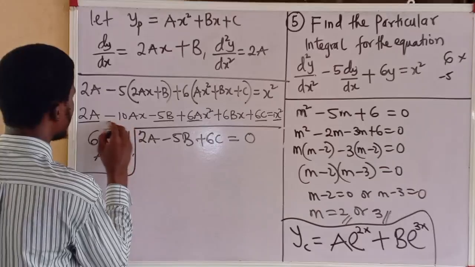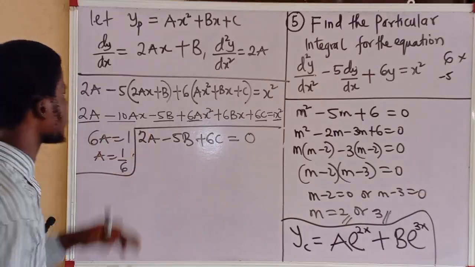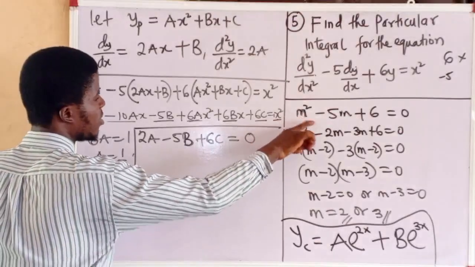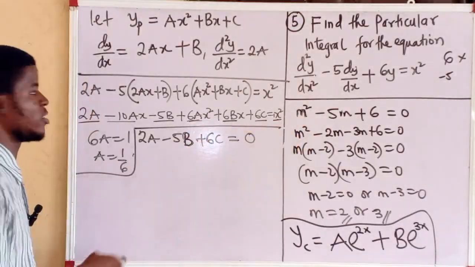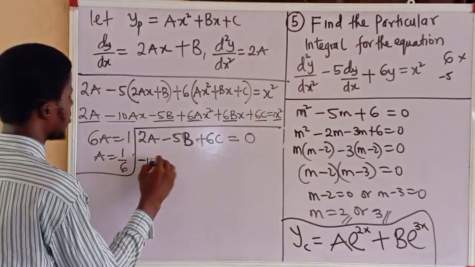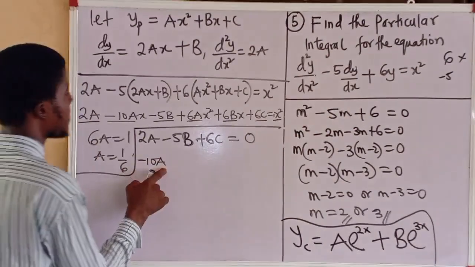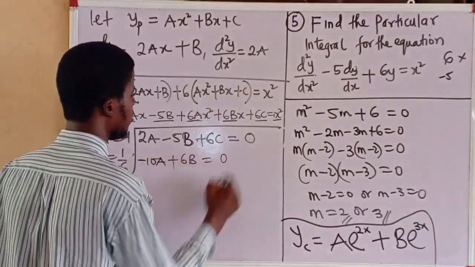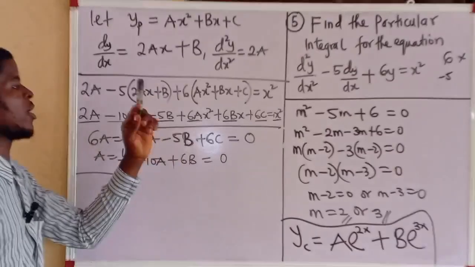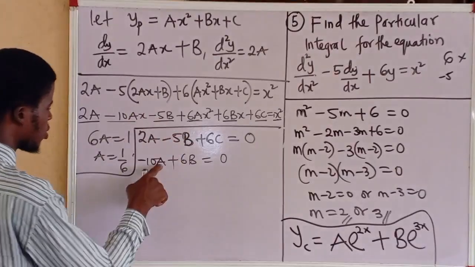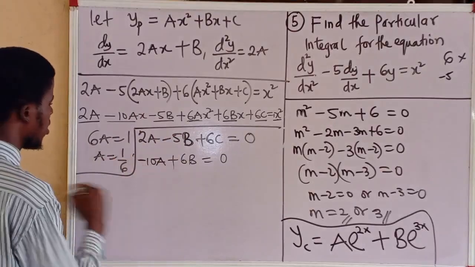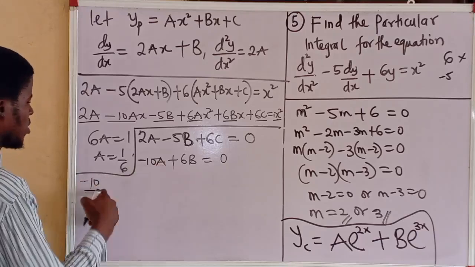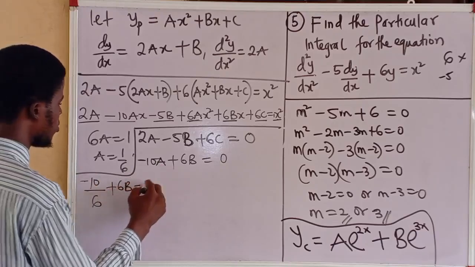This is minus 10a, which is the coefficient of x. And this is 6b, which is also the coefficient of x. There is no term in x at the right hand side, so we assume it is 0. So minus 10a plus 6b is equal to what? 0, since there is no x at the right hand side. We can get b from here because we know that a is equal to what? 1 over 6. So minus 10 all over 6, since a is 1 over 6, plus 6b is equal to 0.